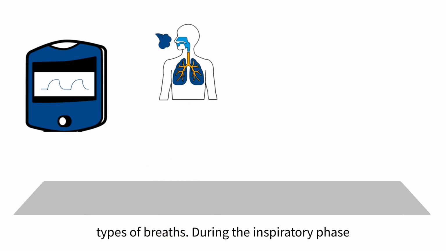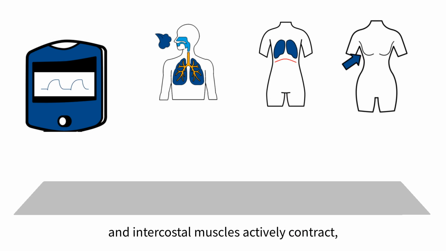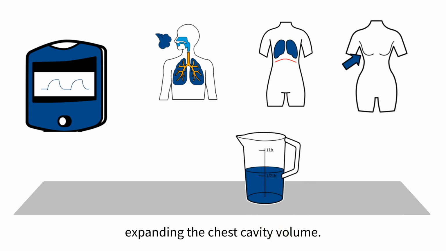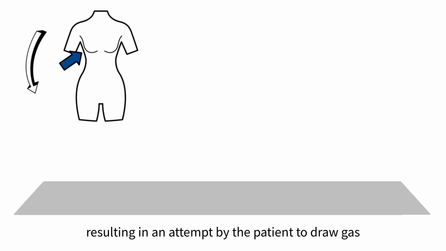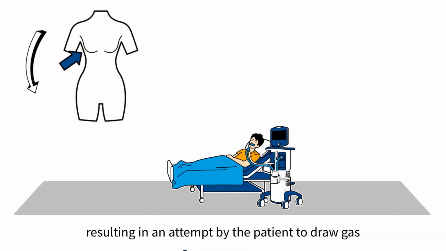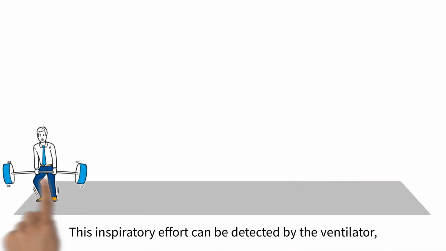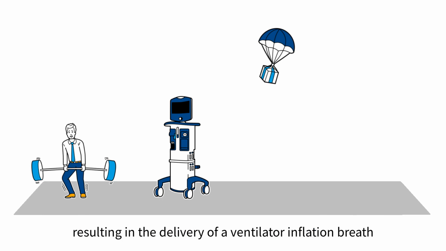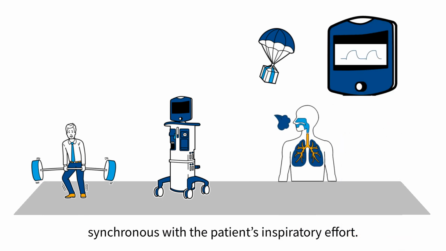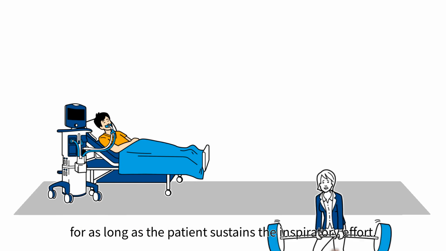During the inspiratory phase of spontaneous breathing, the patient's diaphragm and intercostal muscles actively contract, expanding the chest cavity volume. This creates negative intrapleural intrathoracic pressure, resulting in an attempt by the patient to draw gas into the upper airways and the lungs. This inspiratory effort can be detected by the ventilator, resulting in the delivery of a ventilator inflation breath, synchronous with the patient's inspiratory effort. The ventilator will continue to deliver this support breath for as long as the patient sustains the inspiratory effort.